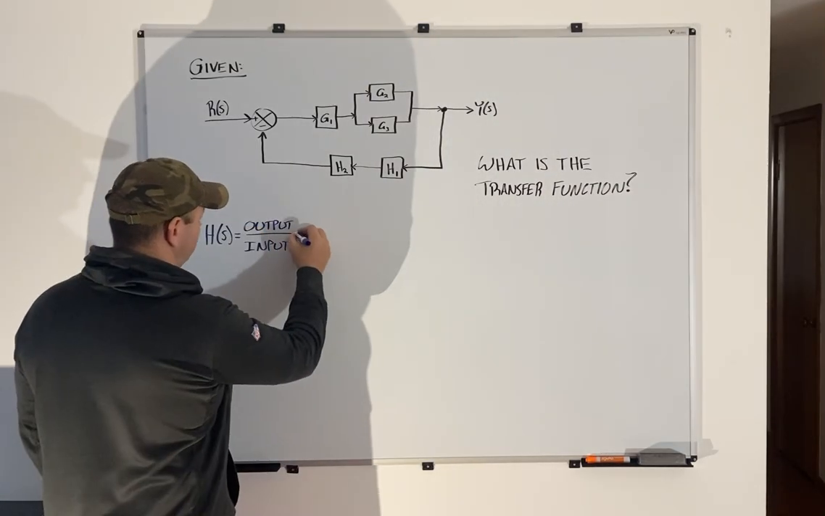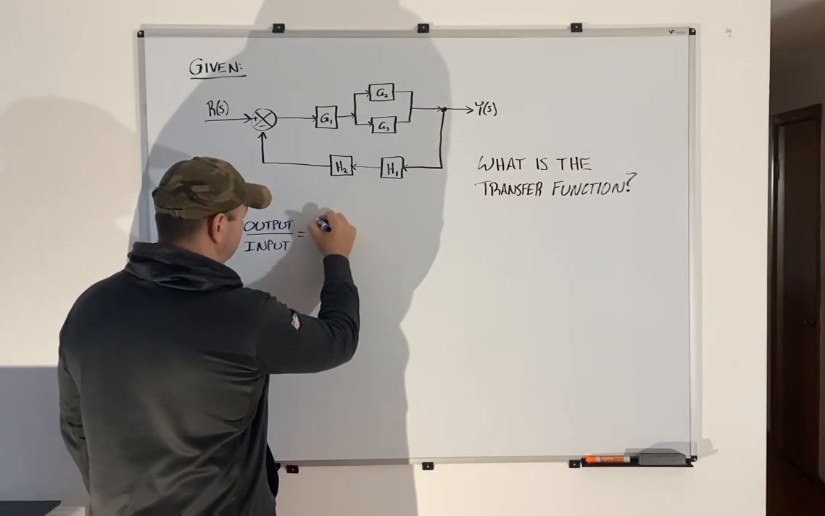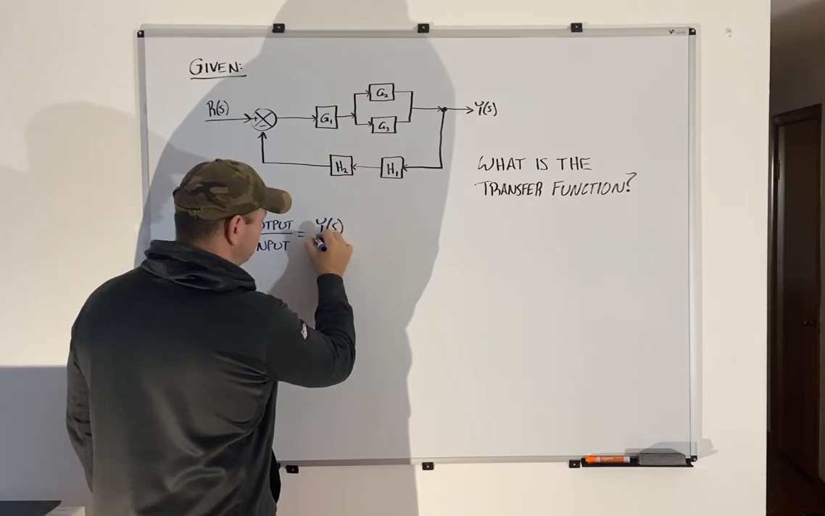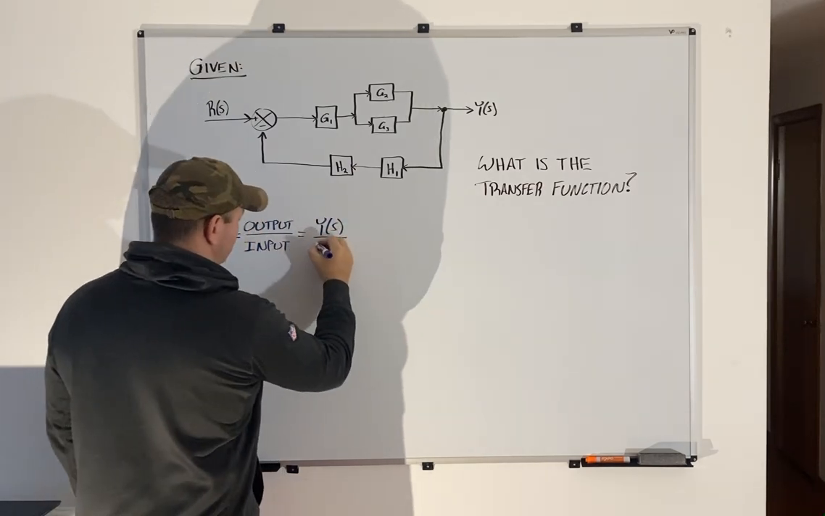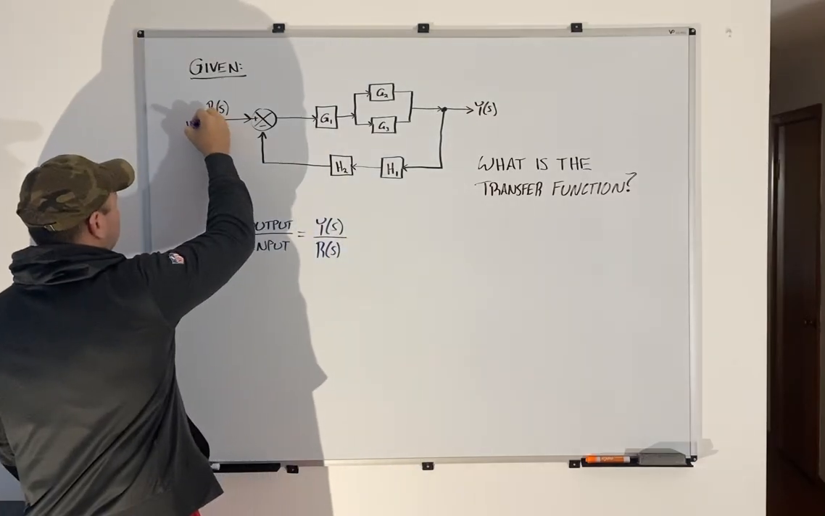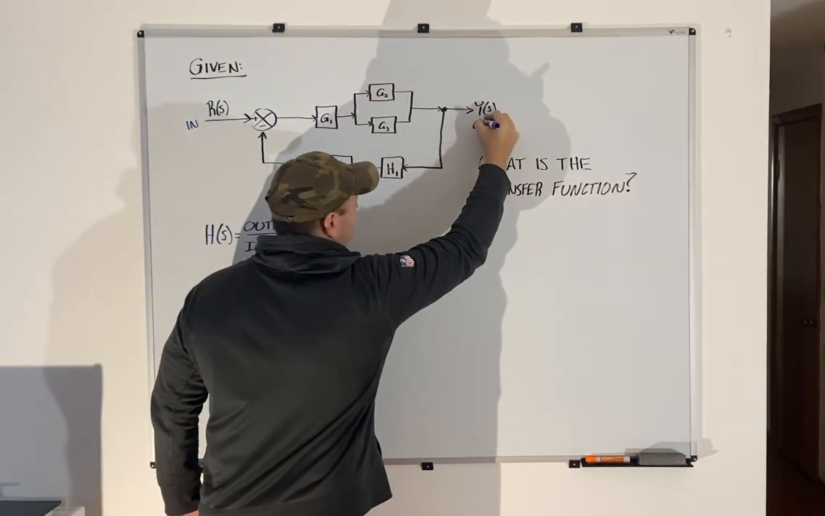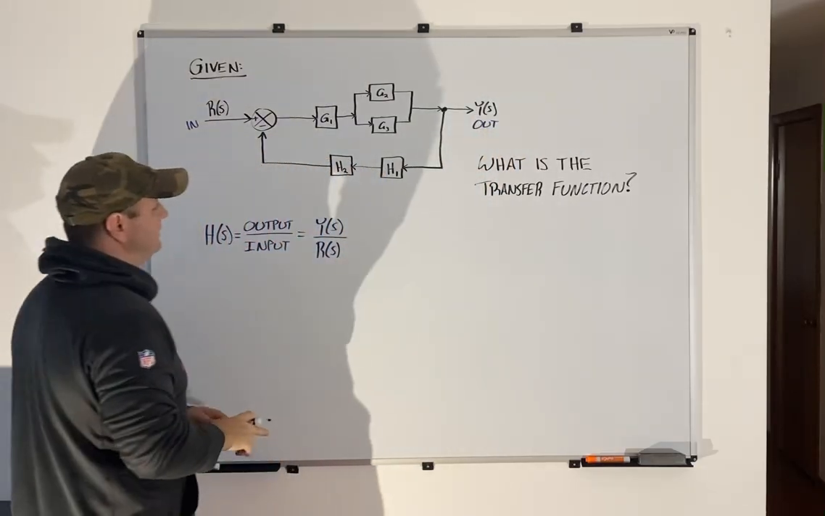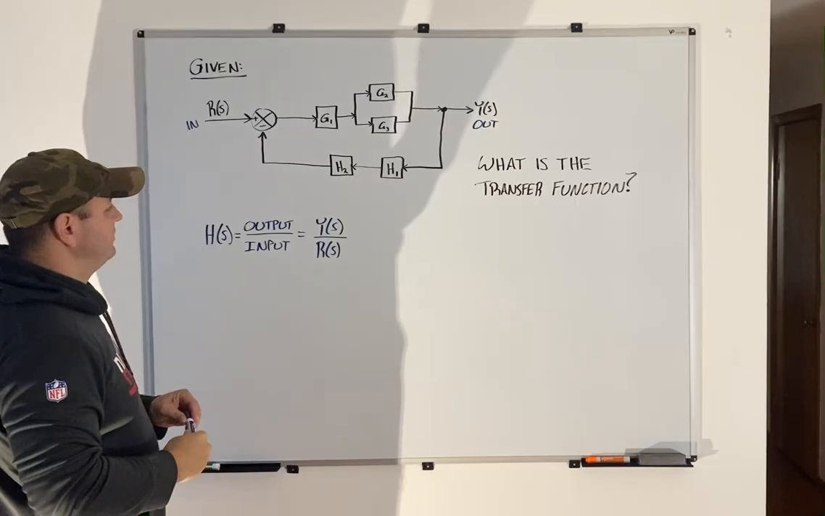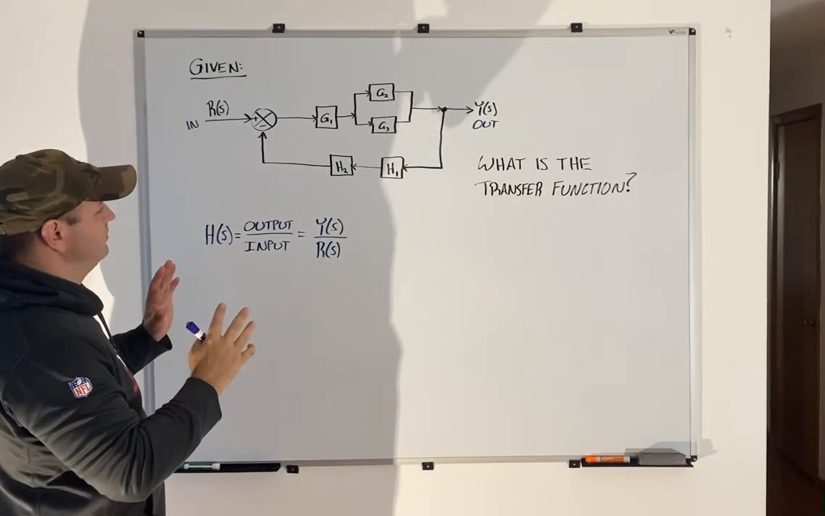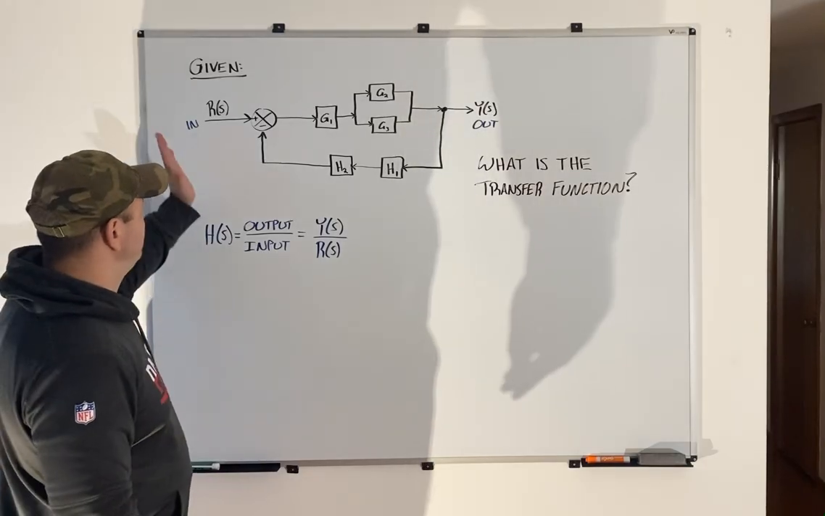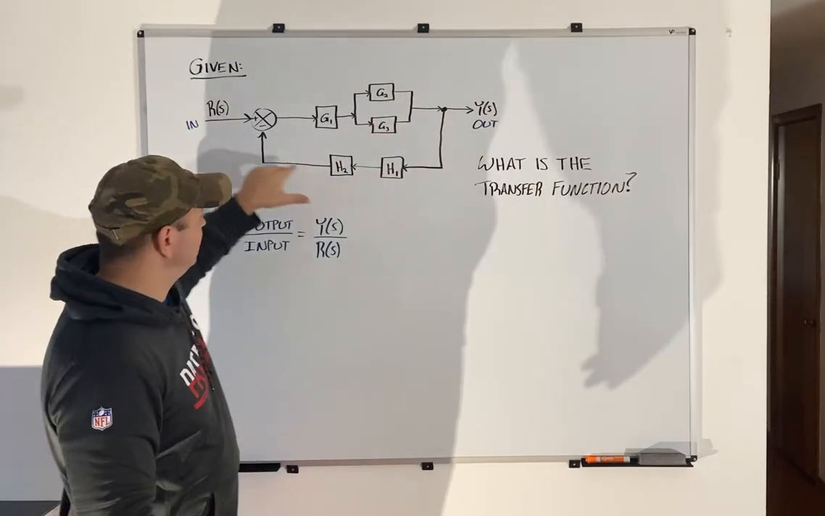The output is going to be Y of s. Input is going to be R of s. In and out. So now we need to clean up this block diagram to be able to describe in our transfer function what's happening through here and with this feedback loop.